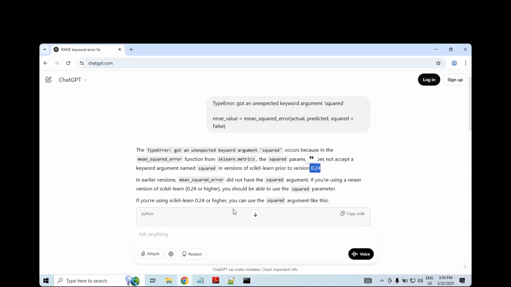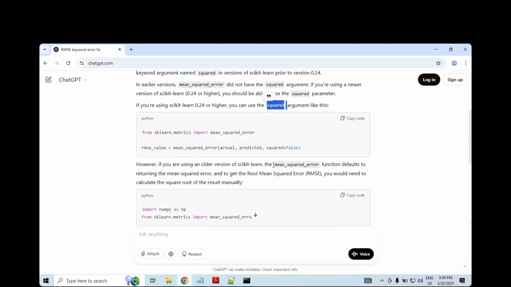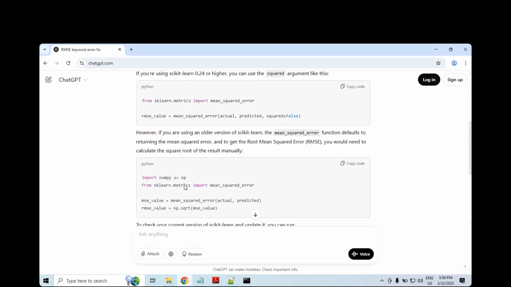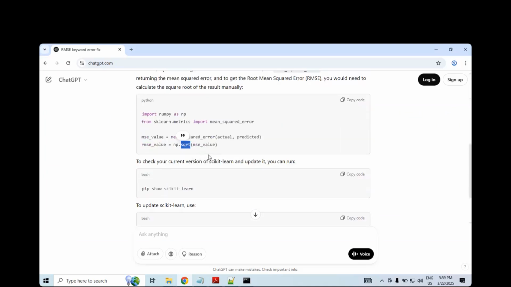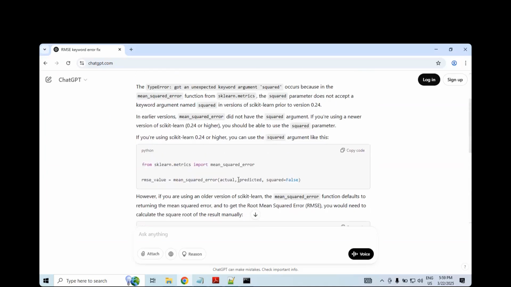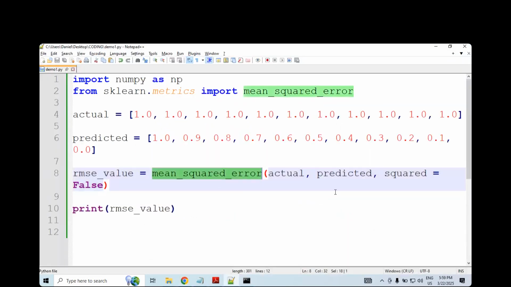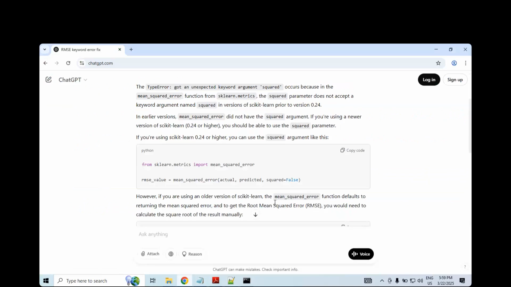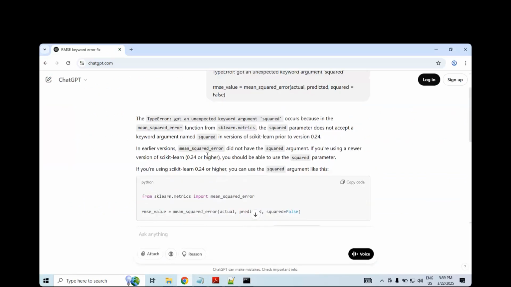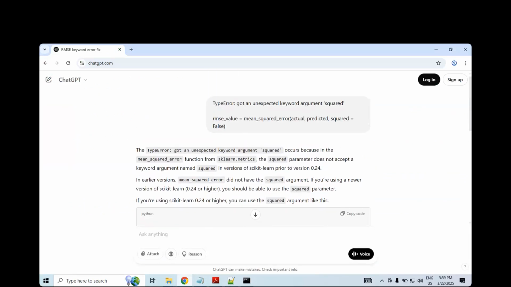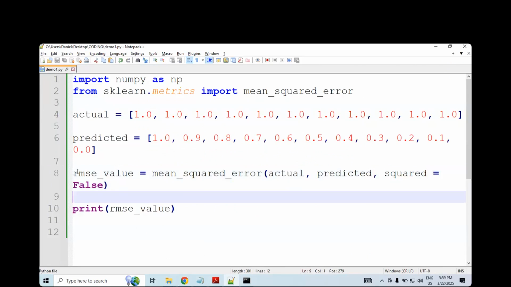If you are using 0.24 or higher version, you can use the squared argument like this, squared equals to false. They even explained about the square root. This we already implemented. What they suggested, mean squared error, I already applied the same. Mean squared error, squared equals to what exactly? False. Then even ChatGPT is not aware. Then go to the documentation. No way, go to the documentation.